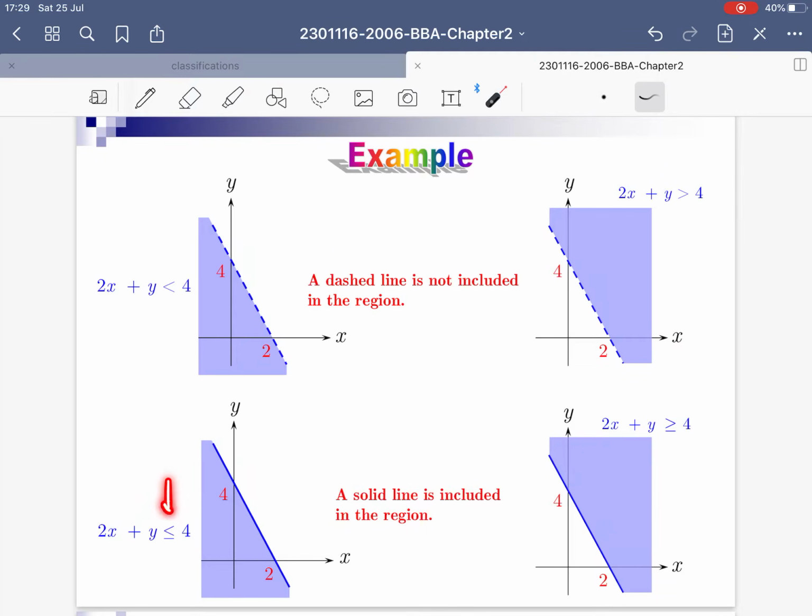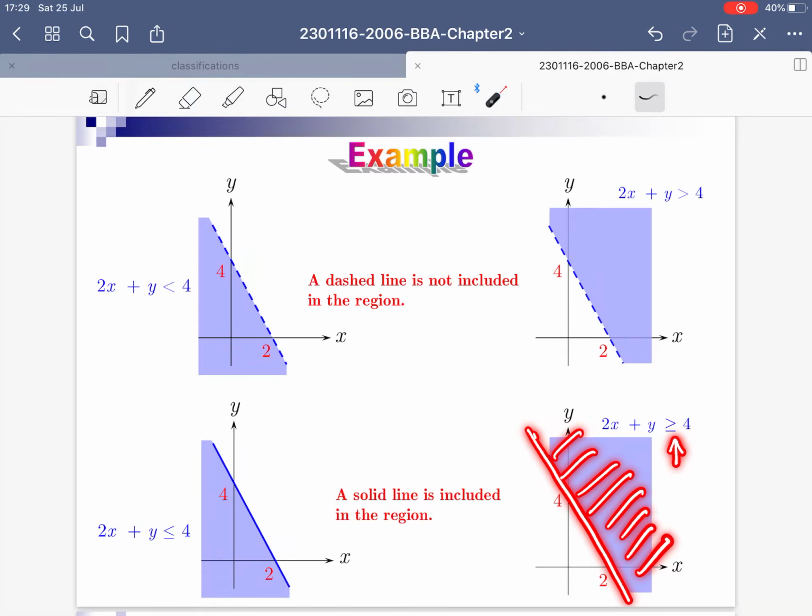But if you have the one with an equal sign, less than or equal, then it means that you also include this solid line as well as all the points that are below here. And on the same token, if you have a greater than or equal, then it means that you include the solid line and also the one above. Okay.